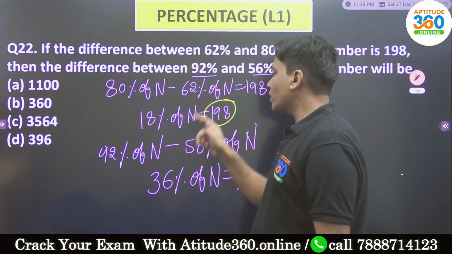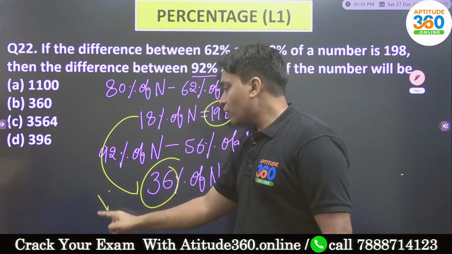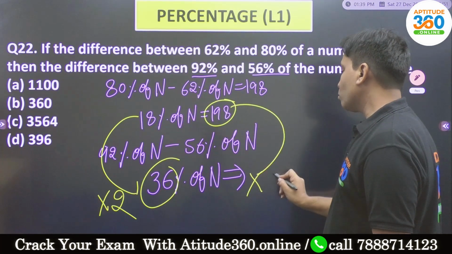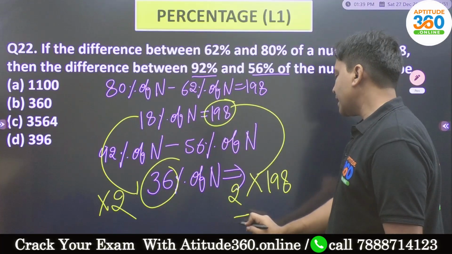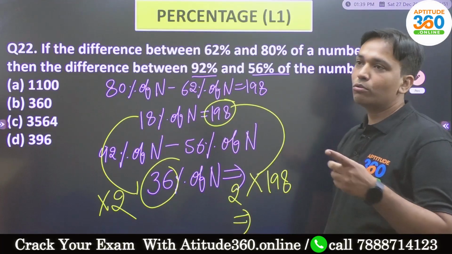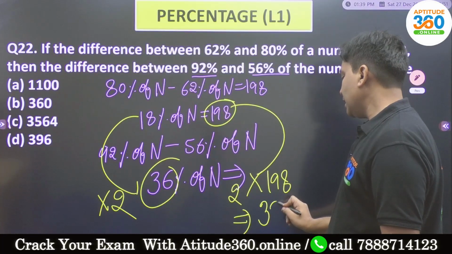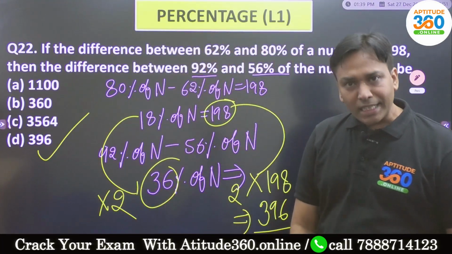How do you find it out? 18% पता है, it is 198. And what is 36%? It is 2 times of 18%. So ये वैल्यू होगी कितने? It is nothing but 2 times of 198. 2 times of 198 आप कैसे निकालोगे मेंटली? 200 into 2 is 400. 400 minus 4 is 396. What is your option? Option number D is the right answer.